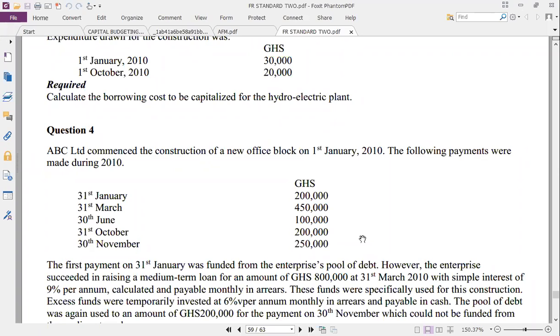So we are calculating the specific. However, the enterprise succeeded in raising a medium-term loan for an amount of 800,000 as at 31st March. So the specific will start from there. They took 800,000, so you have to calculate from 31st March up to December. The total interest will run from 31st March up to December with a simple interest of 9%. So let's go and calculate it. They picked 800,000.